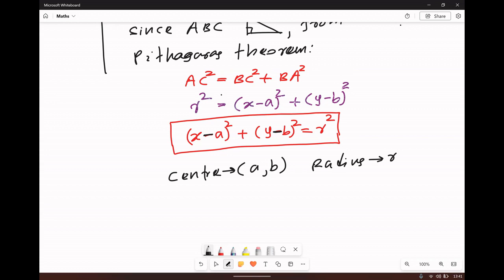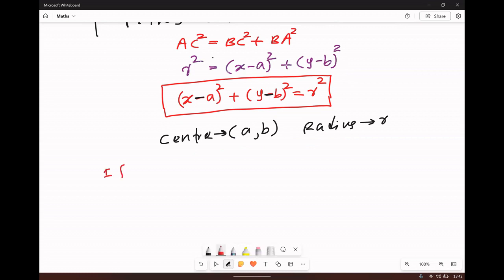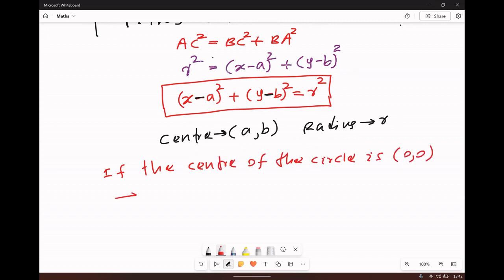So if we have an equation of a circle in this format, we can simply work out the center of the circle to be (a, b) and the radius to be r. At GCSE level, we don't go that far. So we normally consider circles which have the center at the origin of the Cartesian coordinate system. That means we'll have the center of the circle at (0, 0). If the center of the circle is (0, 0), then we know that (a, b) goes to (0, 0).